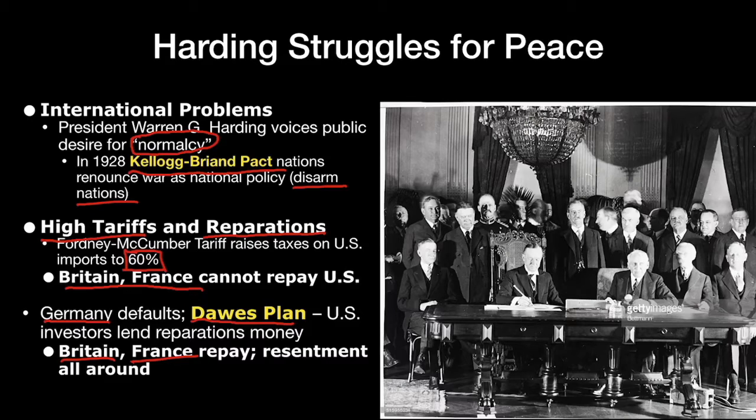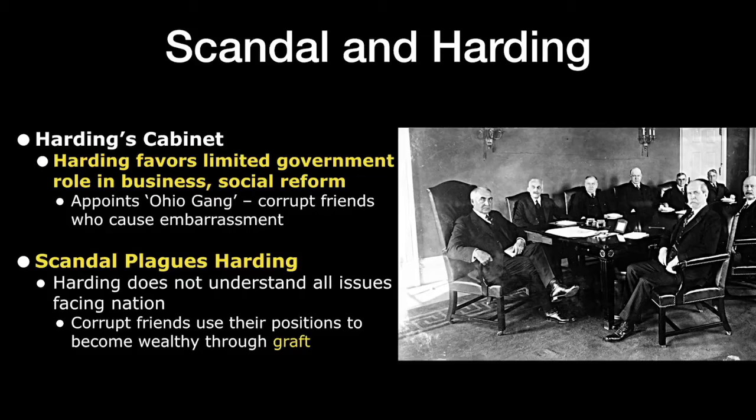However, there's a lot of resentment all around because some folks are upset that one country can't pay. Some of the lenders, they want to get their investment back faster. So it's kind of created a little bit of a precarious situation for everybody. Now, if there's one thing that Harding is known for, as I said in the very beginning, scandal.